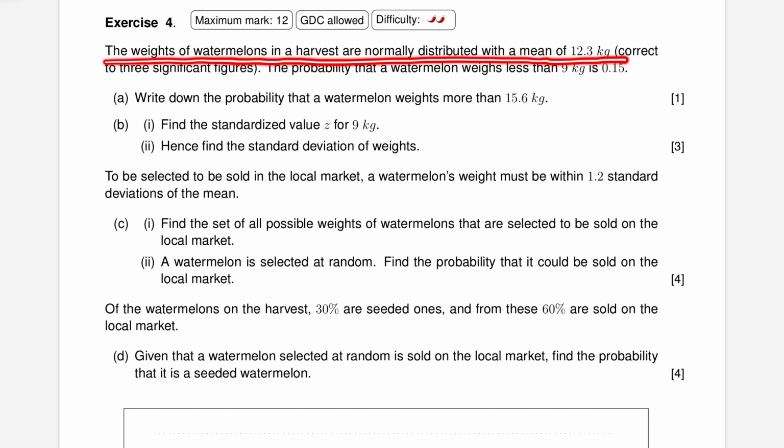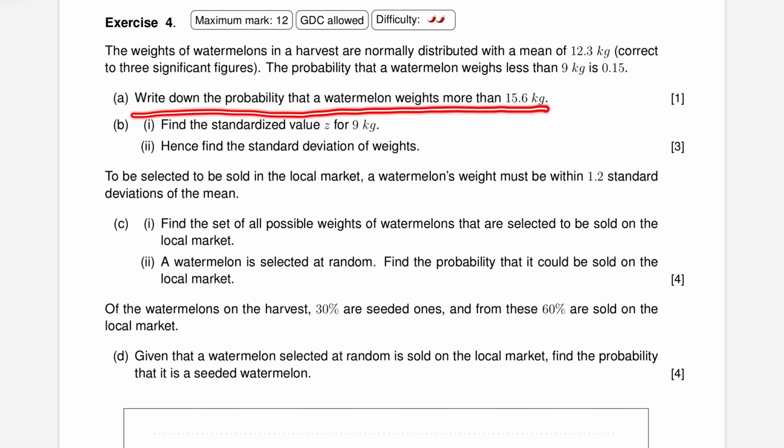All right, let's get to exercise number 4, one that involves normal distributions with conditional probability also as one of the last questions. So let's take a look. We have the weights of watermelons being distributed normally with a mean of 12.3 kilograms. And in this case, notice that we were not given the standard deviation. Now, the probability that a watermelon weighs less than 9 kilos is 0.15.